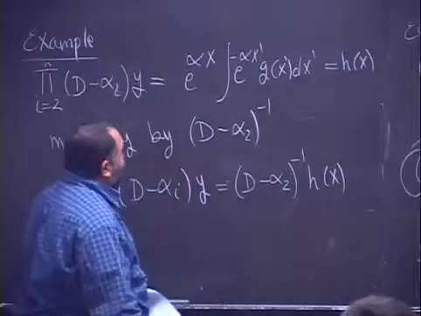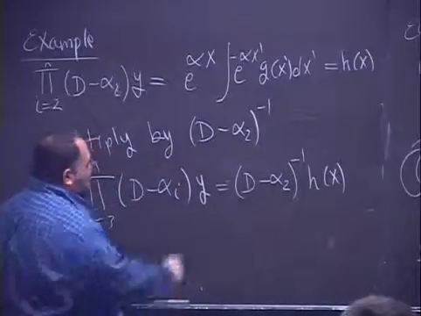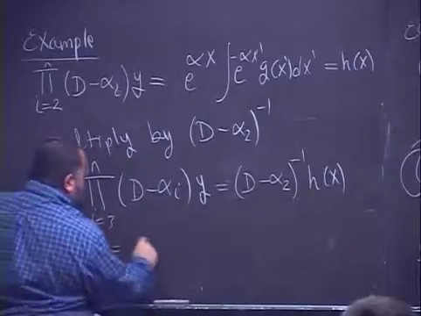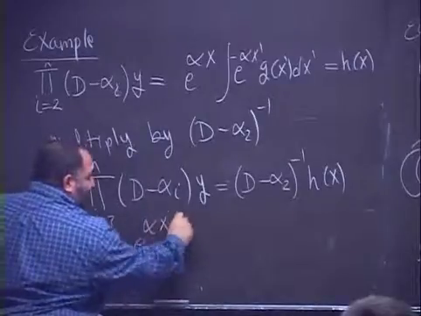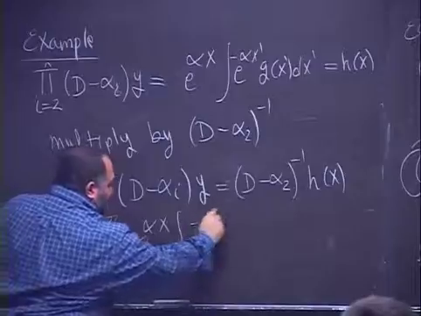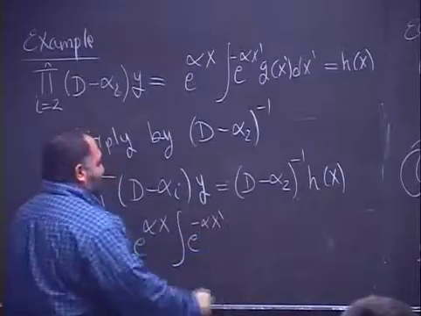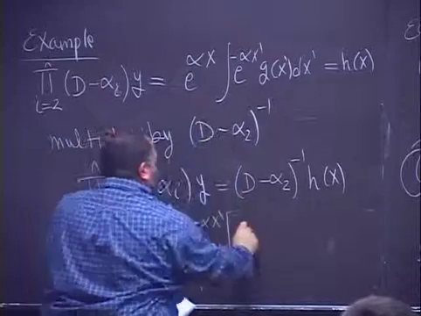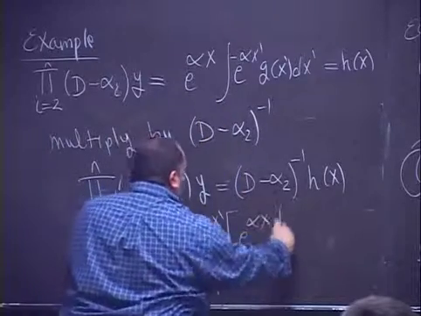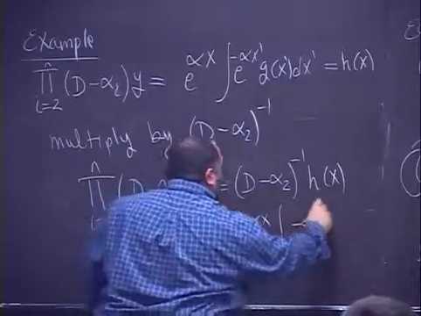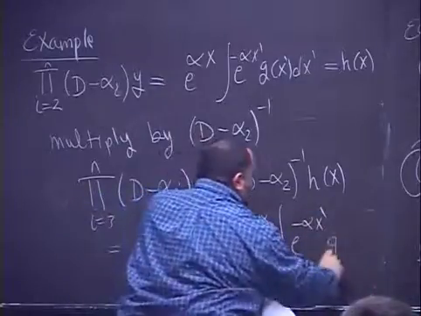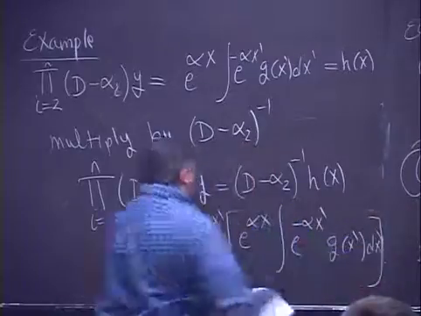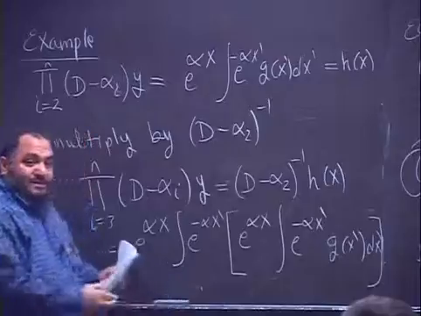And what's h of x? So we will make it as, what's the operator? e to the power of alpha x, e to the power of minus alpha x prime, operated over h. But what's h of x? It is e to the power of alpha x, e to the power of minus alpha x prime, g of x prime, dx prime. Yes?